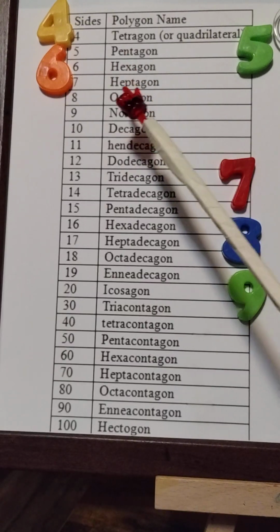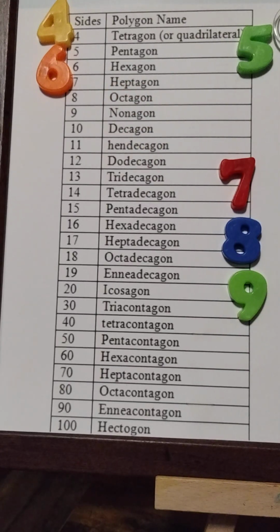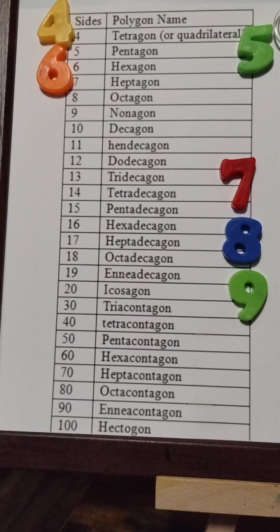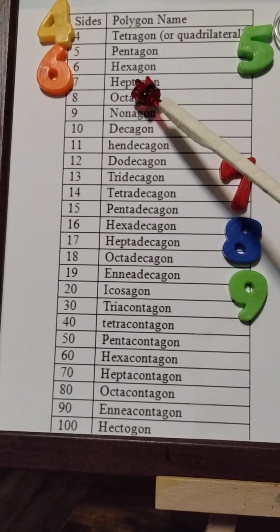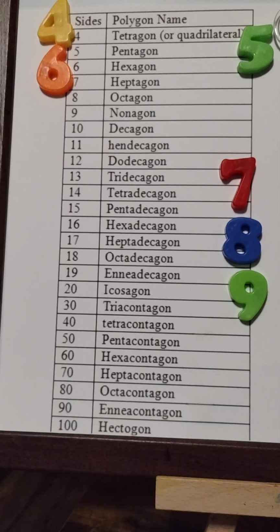Then we have a heptagon. Can you say that with me? Heptagon. Heptagon. And you can even clap it 7 times. Heptagon. 1, 2, 3, 4, 5, 6, 7. Heptagon. See, I was sounding it out and then I'm clapping it at the same time. That doesn't work. So we have a heptagon, and a heptagon has 7 sides. 1, 2, 3, 4, 5, 6, 7 sides.